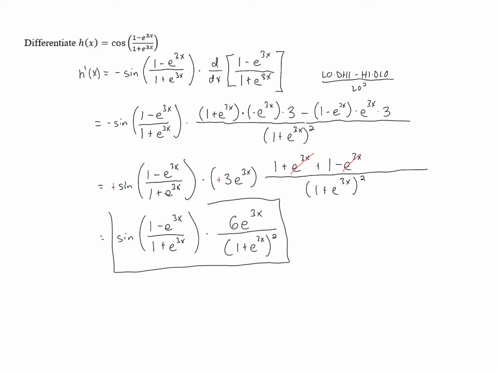So this one ends up being significantly more complicated because in our composition of functions, we have a quotient that we need to use the quotient rule to differentiate. That quotient rule is always going to make things a lot more complicated.